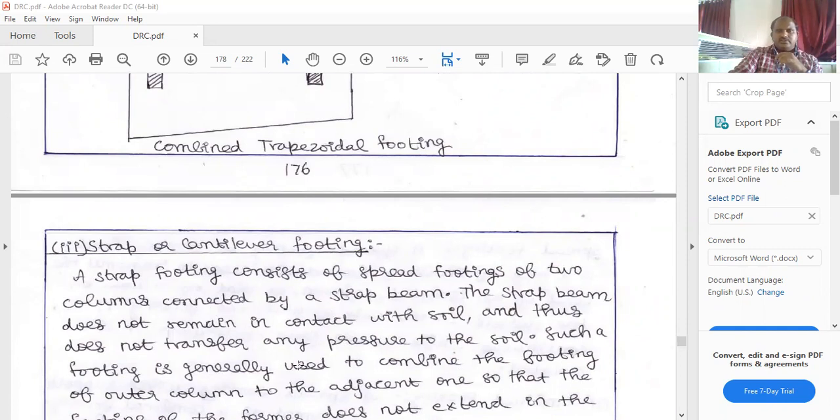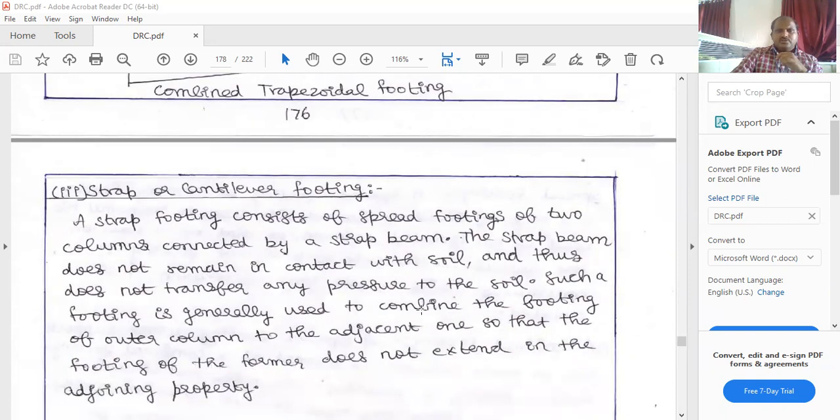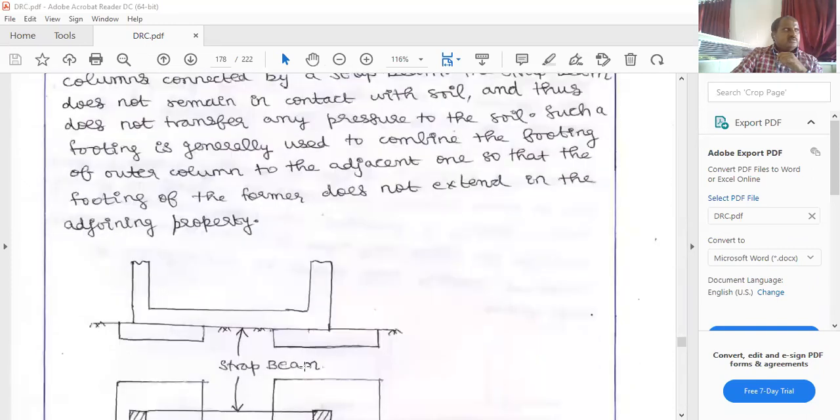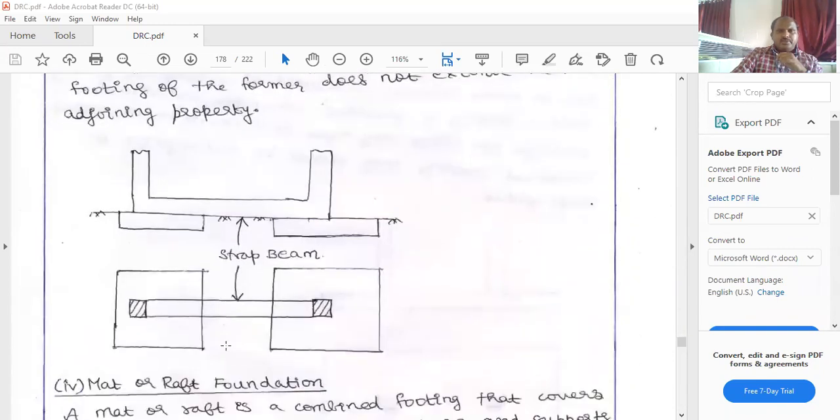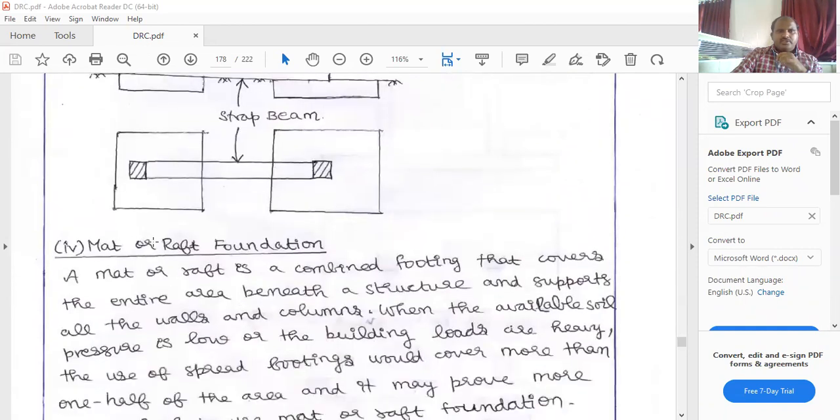Next one is strap or cantilever footing. A strap footing consists of spread footings of two columns connected with a strap beam. The strap beam does not remain in contact with the soil and thus does not transfer any pressure to the soil. Such a footing is generally used to connect the footing of an outer column to the adjacent one, so that the footing does not extend into the adjoining property.